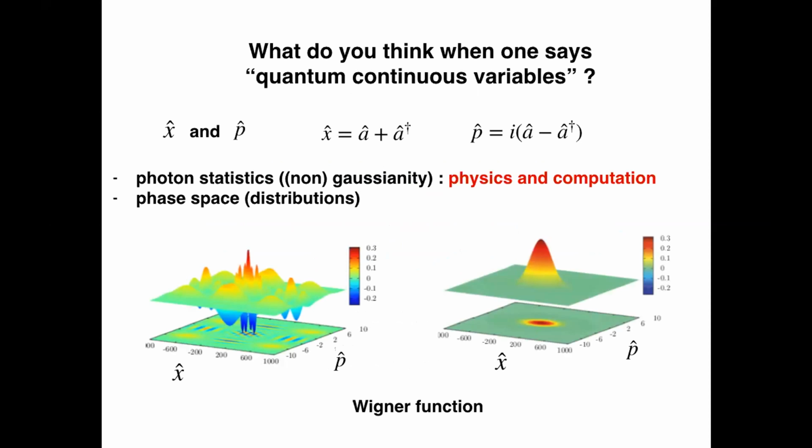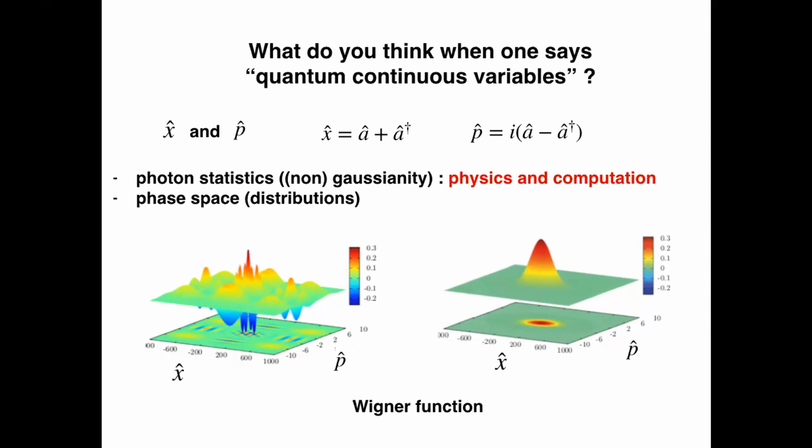Usually when you talk about quantum continuous variables and bosonic codes, we mean X and P variables, momentum and position, or something that is equivalent to that. And this can be expressed in terms of creation and annihilation operators. In this sense, there are some important elements, both for physics and computation, for instance, photon statistics, and in particular, Gaussianity and non-Gaussianity, that is related to the usefulness of such states for some quantum tasks.